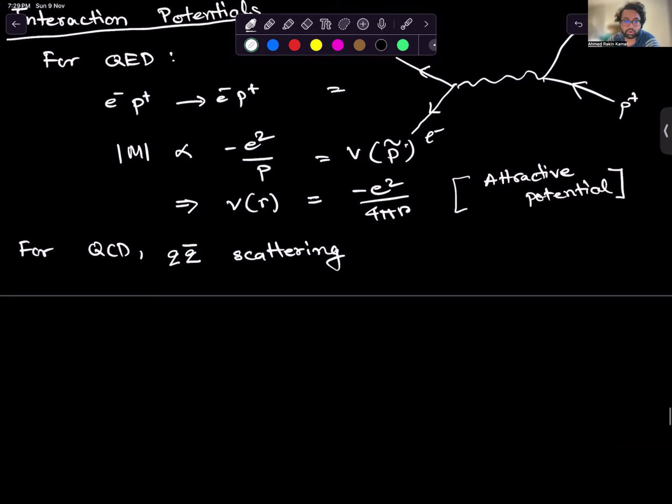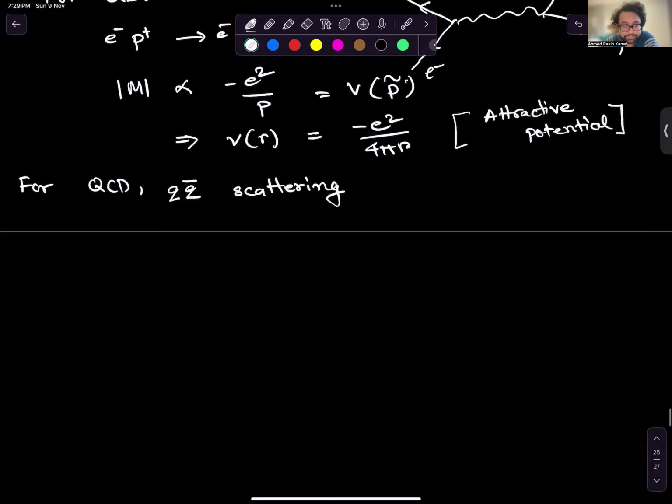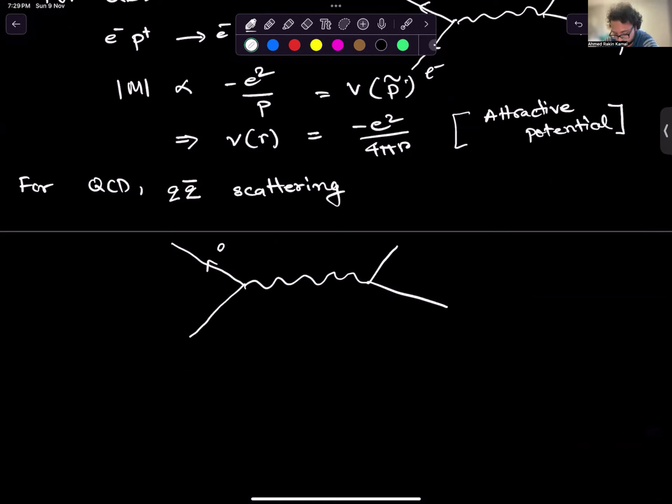Let's pick a quark and anti-quark scattering. So it looks like this. Let's call it Q_j, Q_i, Q bar l, Q bar k, which looks like this.